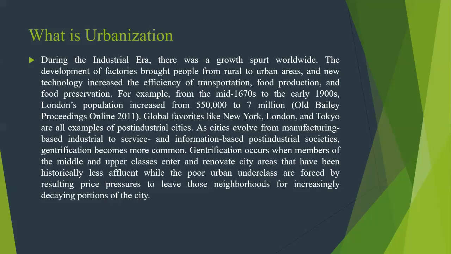So what is gentrification? Gentrification occurs when members of the middle and upper class enter and renovate city areas that have been historically less affluent, while the poor urban underclass are forced by the resulting price pressures to leave those neighborhoods for increasingly marginal portions of the city. So gentrification basically means the posh areas where the upper middle classes build big houses and industries come in, right? And most probably the poorer sections of society go to a sidelined area, and now we can say slum areas.